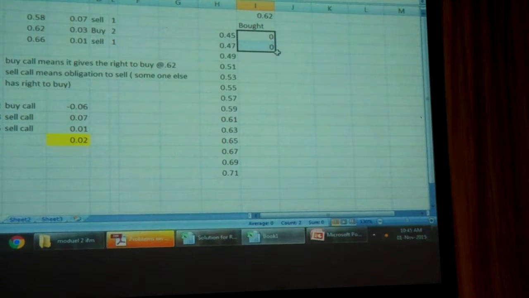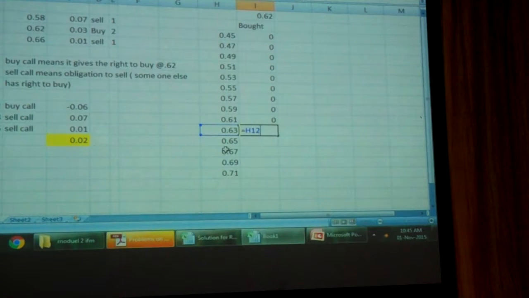Till what you will do the same? Till 0.61. Now 0.63. In the market it is available at 0.63. You have a right to buy at 0.62. Will you buy it or not? Yes, I will buy it. So what is the profit I make if I buy it? 0.01 minus 0.62 into 2. You know why? 2 calls. I have bought 2 calls. So I make 0.02 profits.